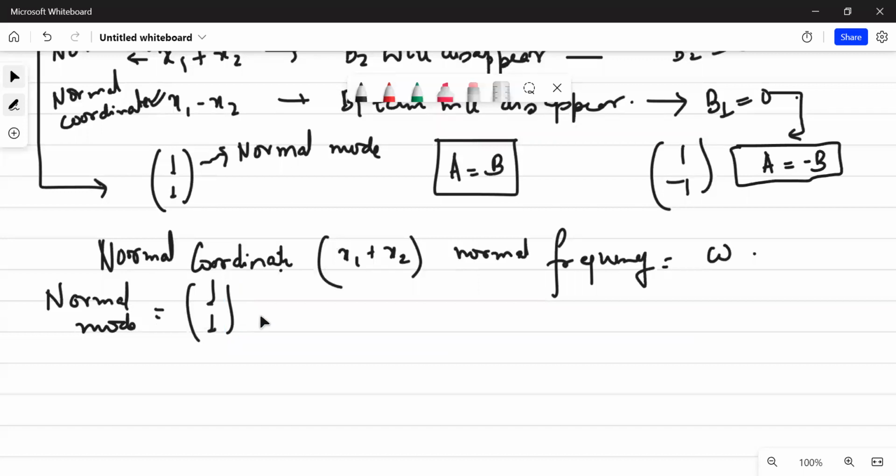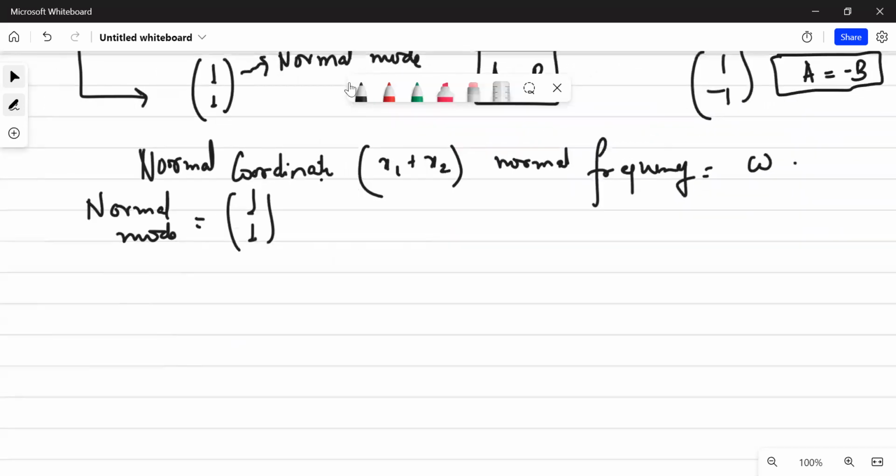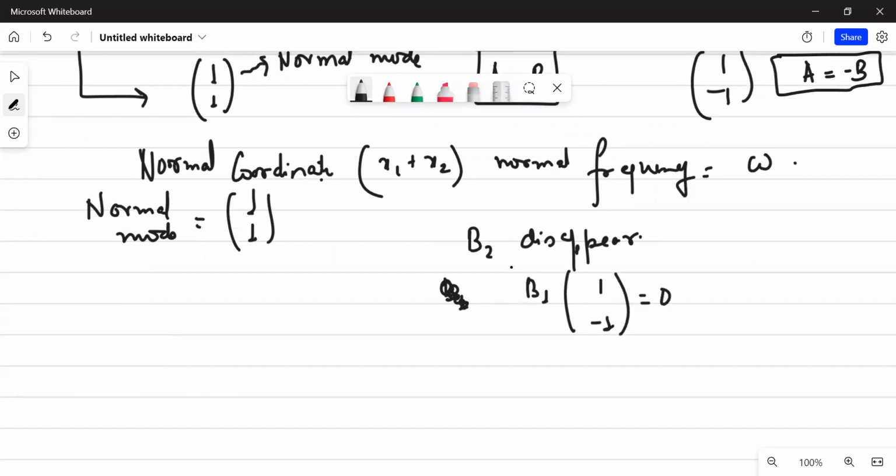Okay, so what should I say? I should say that if B2 disappears, or in other words, if I write B1 again, the 1 minus 1 should disappear. That is, this entire thing should be 0. Okay, and what does it mean? It means, what was B1? B2, what was B2? Sorry.